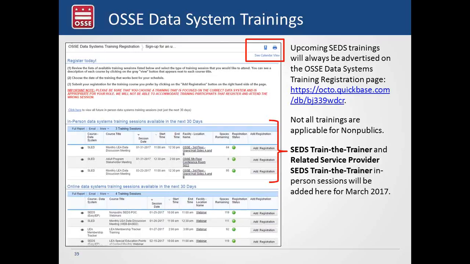Now, just so you know, there's a lot of other trainings on this page that have nothing to do with you and your role. So you can ignore all those other trainings on other data systems. Just look for the ones either specifically for non-publics or that have to do with SEDS.